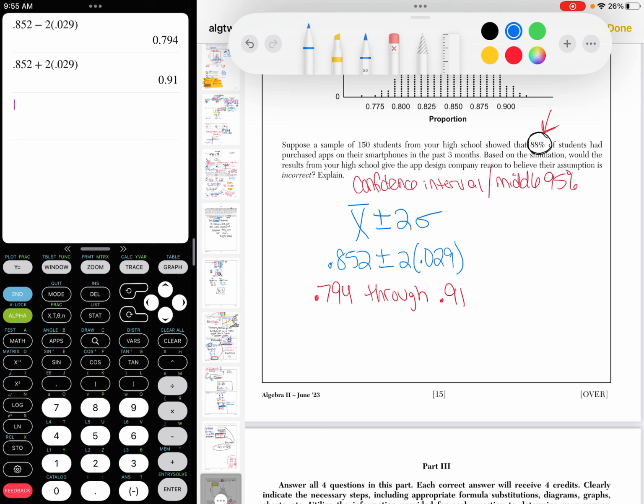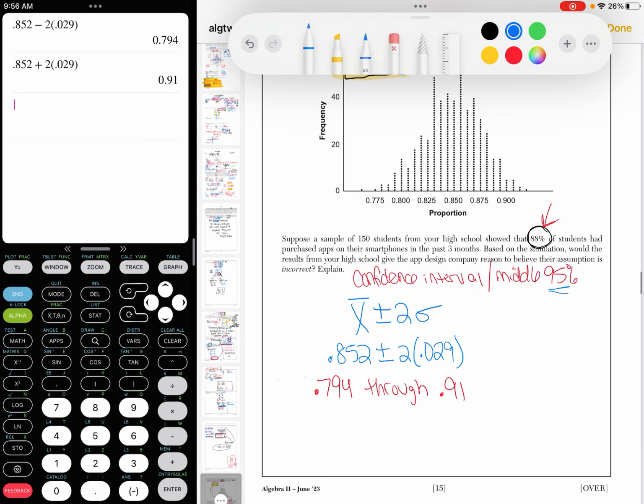So my confidence interval, again, what that tells you is where most of your data is going to fall, aka that middle 95% of the data. So there's going to be a remaining 5% that falls over here on the outside and over here on the outside, but they're not likely to happen because they're not within that middle 95%, which is where a majority of the data is going to fall.